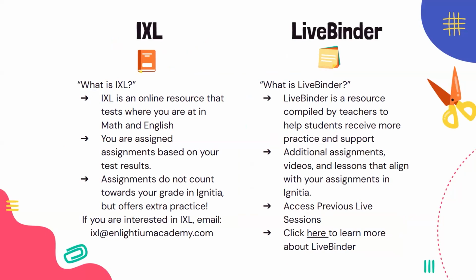But IXL is an online resource that tests where you're at in math and English. You're assigned assignments based on your test results. And the idea there is to help you strengthen your skills in the areas that you might be a little bit weaker in. The assignments don't count towards grades in Ignition, but they do offer really good practice. And this is especially helpful for kids who might want to work on getting ahead, or if you feel like maybe you struggle with concepts in math or English. It can be a really good way just to go review those over the summer. So if you're interested in IXL, email ixl@enlightiumacademy.com.